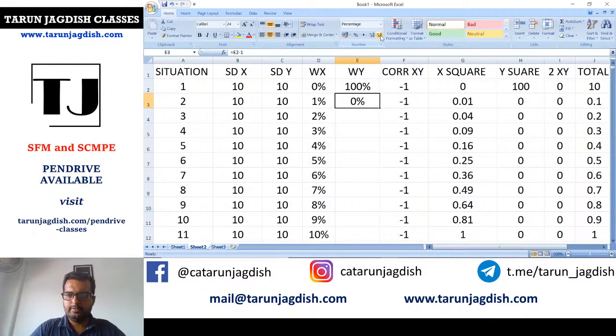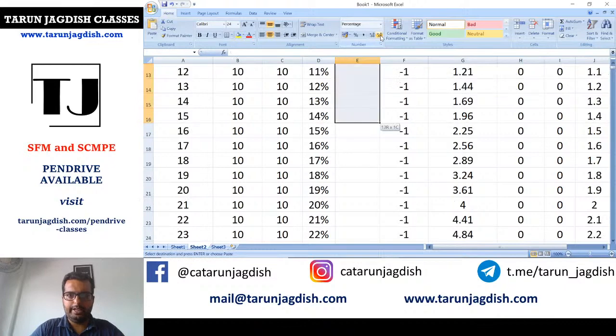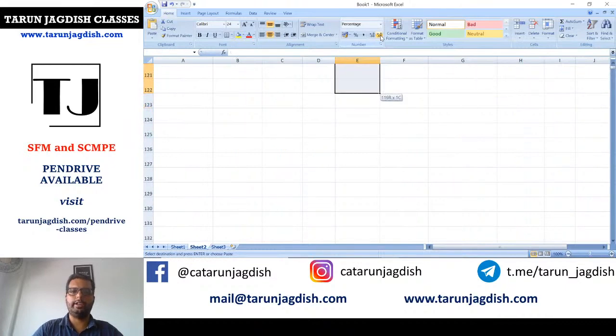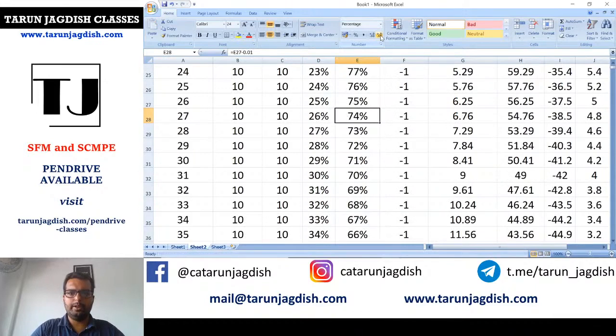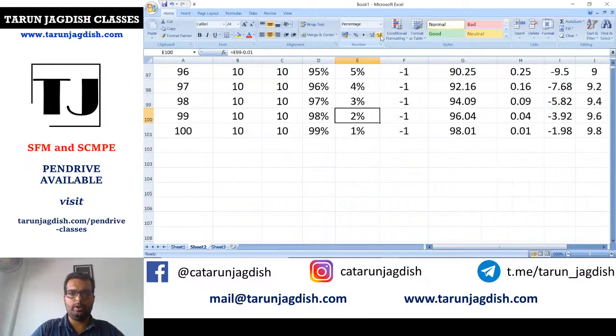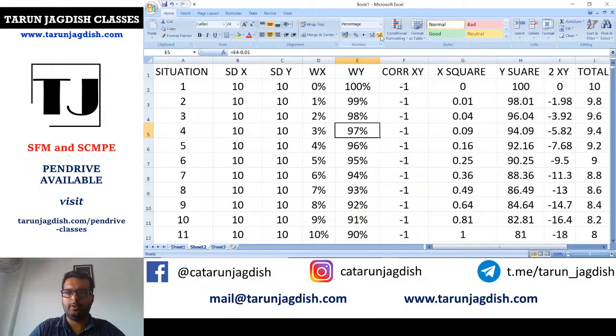And this one will be this minus 0.01, that is 99, 98, 97, like that it will go on decreasing. It will go from here, it will go up to 0, or it will go up to 99.1 at this point. Alright.